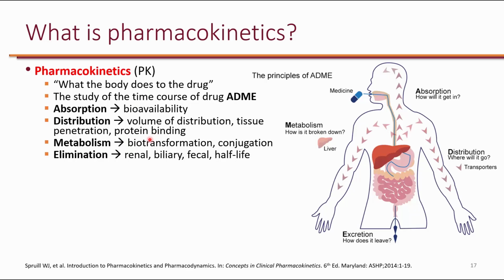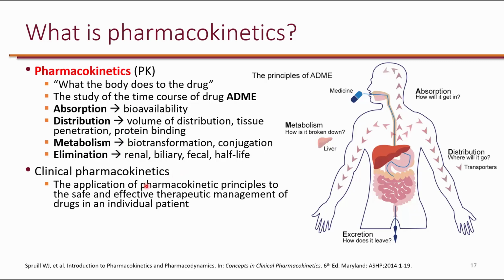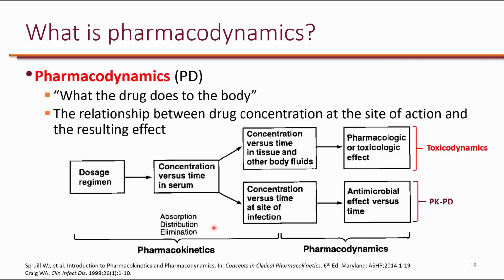So for example, some patients may have low albumin. Albumin is the number one protein that binds antibiotics. When it comes to metabolism, it is important to know if a drug is metabolized by the CYP enzyme. That could include drug interactions. And of course, when it comes to elimination, it's important to consider renal, biliary, and fecal clearance. Now, when we say clinical pharmacokinetics, we basically mean application of these pharmacokinetic principles to safe and effective therapeutic management of drugs in individual patients. And the goal is enhancing efficacy while decreasing toxicity.